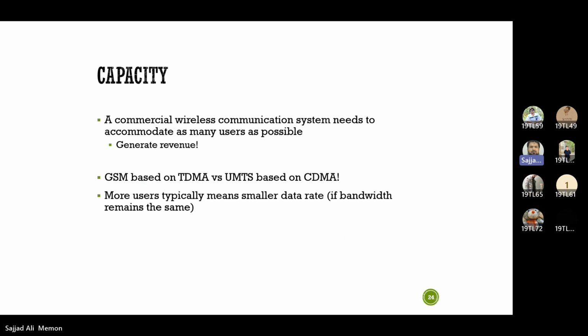Then we have capacity. A commercial wireless communication system needs to accommodate as many users as possible to generate revenue. GSM based on TDMA and UMTS based on CDMA. More users typically means smaller data rate if bandwidth remains the same. So we look for ways to increase the data rate, keeping the bandwidth constant, because bandwidth is expensive. One way to increase the data rate is to purchase new bandwidth, but that is not a feasible or ideal solution. We need to find some practical solution to increase the data rate while keeping the bandwidth at the same value.